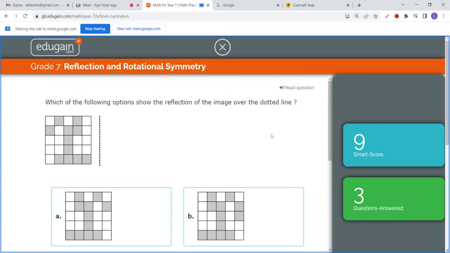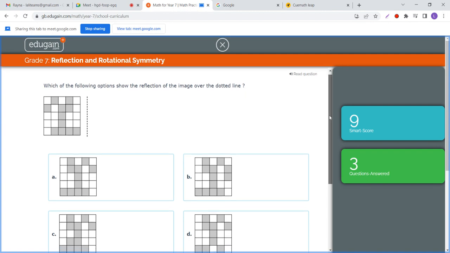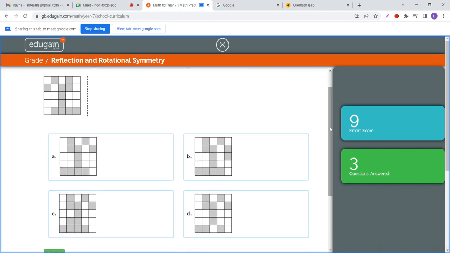Which of the following options shows the reflection? Reflection is just mirror image, not sliding. Okay, reflection of the image above the dotted line. Let me just adjust the size for this so it fits. And there, you just need to identify the reflection.